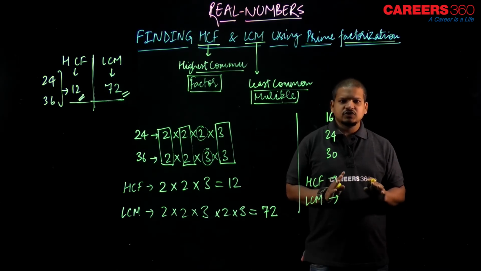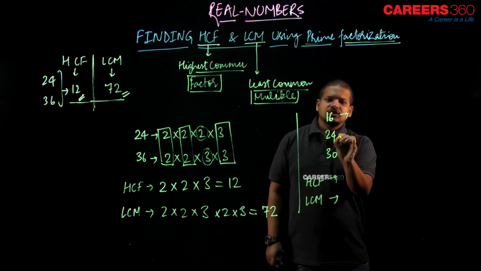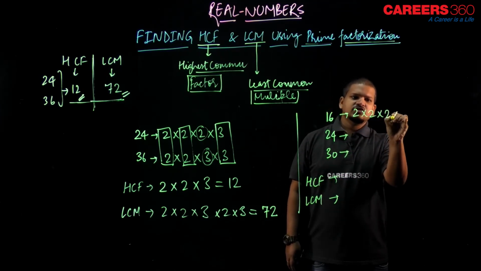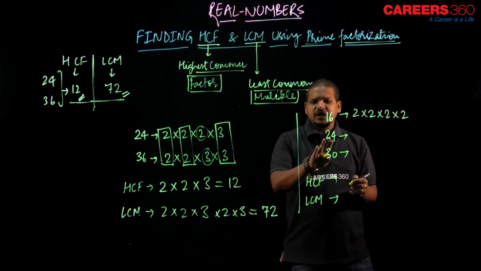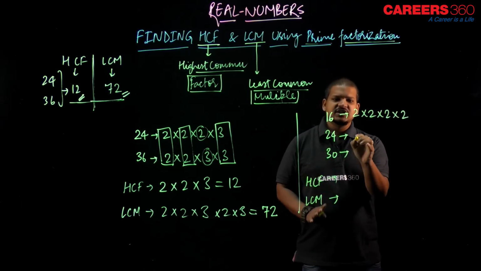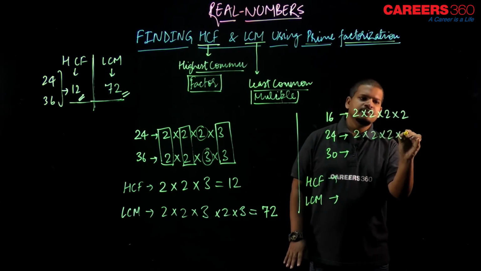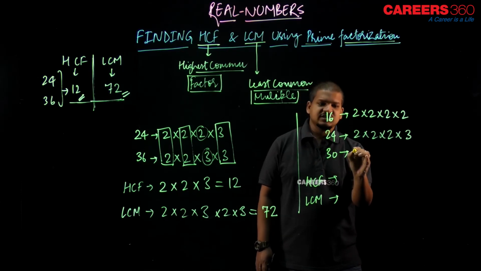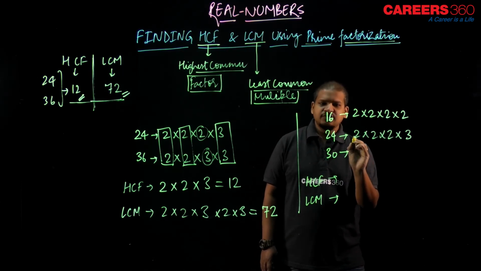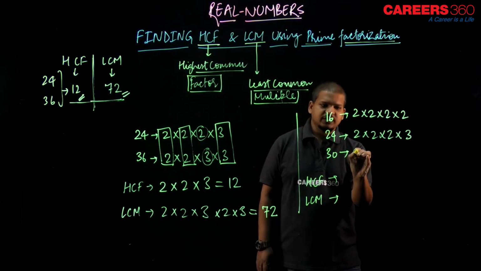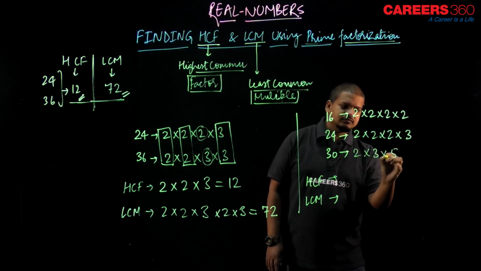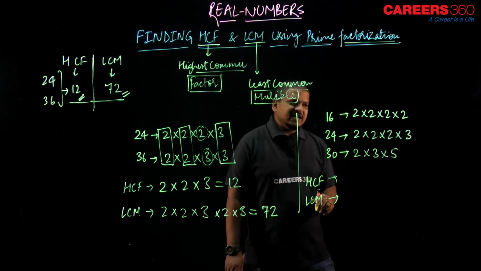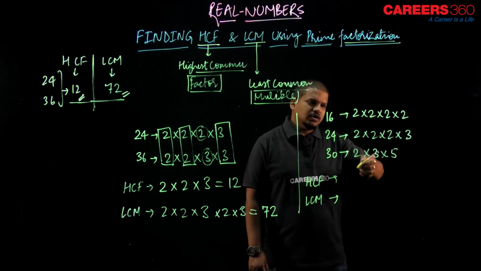So I hope you have solved this question. So let's try to do it. Firstly, in the first step, we'll be doing the prime factorization. So 16 is 2 to the power 4. Again 24 is what? 2 into 2 into 2 into 3. And 30 is what? 2 into 3 into 5, right?